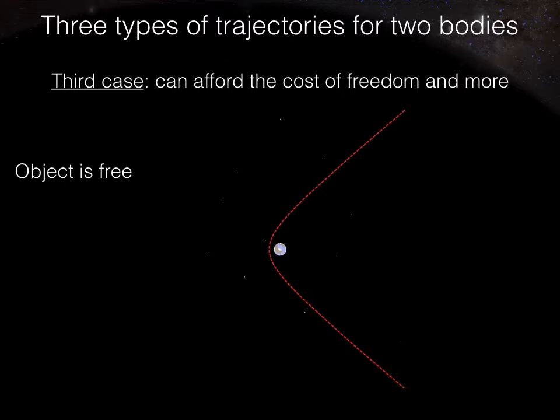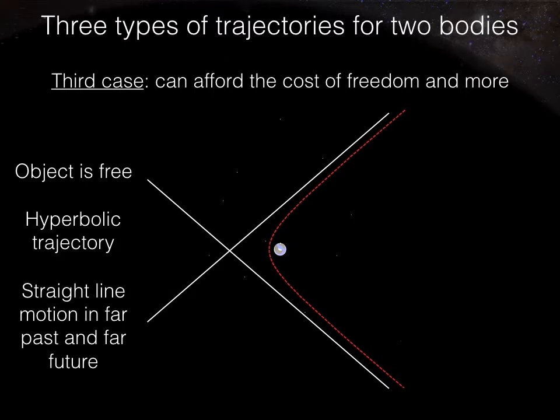The first one, the object is free, of course, in the far past and in the far future. It is called a hyperbolic trajectory, and the thing here is that you can put two straight lines that are following the two arms of this so-called hyperbola. And what that means is that when you go far in the past of this particular event, then the object goes in a straight line, and if you go far in the future as well, the object goes in a straight line, as if there were no forces acting on it.